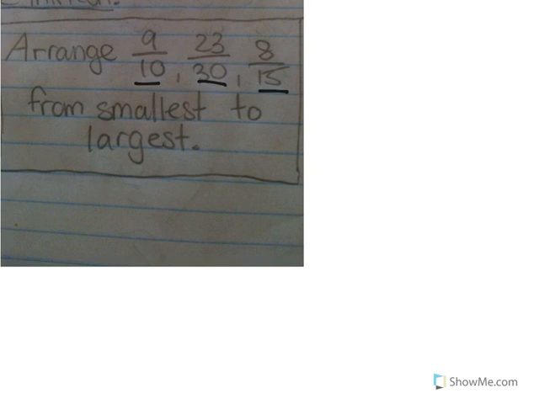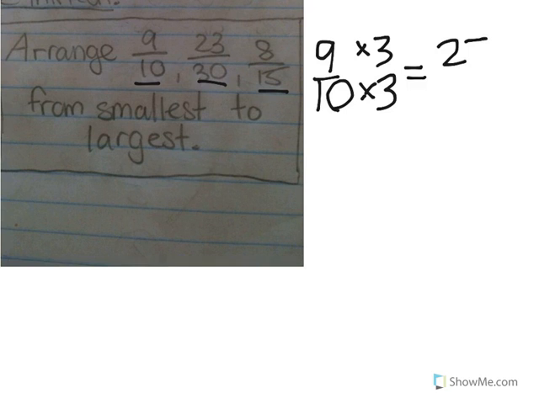So let me start with 9/10. If I want that to have a 30 on the bottom instead, then I've got to multiply the bottom by 3. And if I multiply the bottom by 3, I've got to multiply the top by 3. So that way I have an equivalent fraction to 9/10. I have 27/30ths.